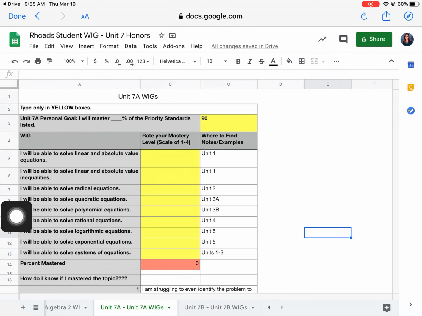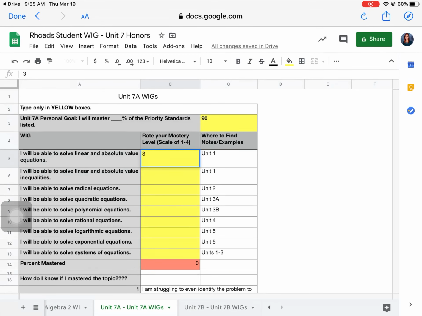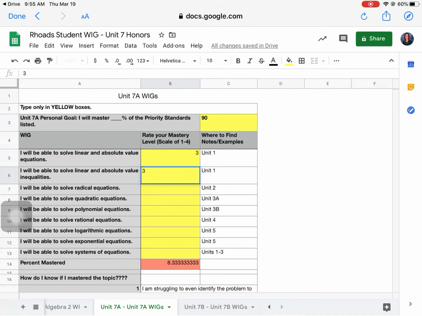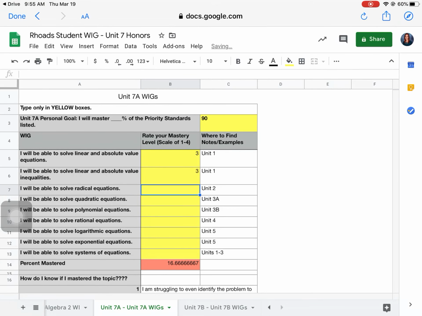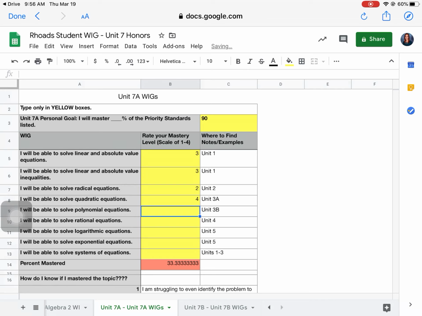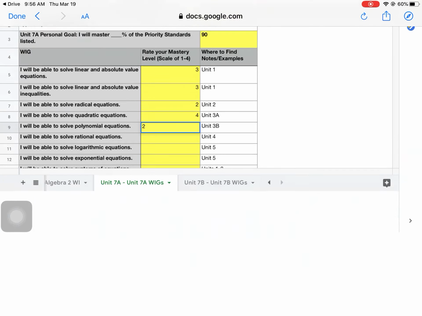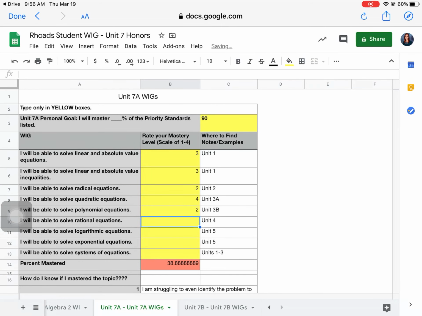So I would go through and label, and I'm going to just make up some numbers here. Maybe I'm a 3 on the first one, I'm a 3 on the second one. Maybe I really didn't like radicals, so I'll make that a 2. Quadratics, I can factor all day. Rational root, I'm going to make that a 2. And you're going to go through and do this for all of them.